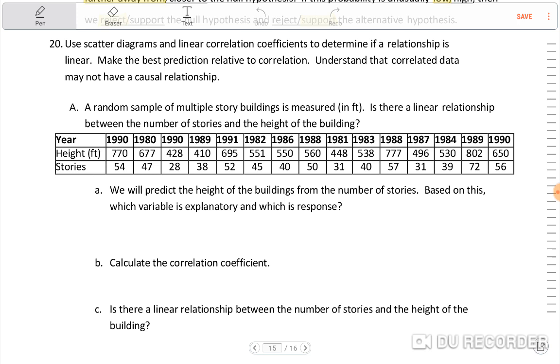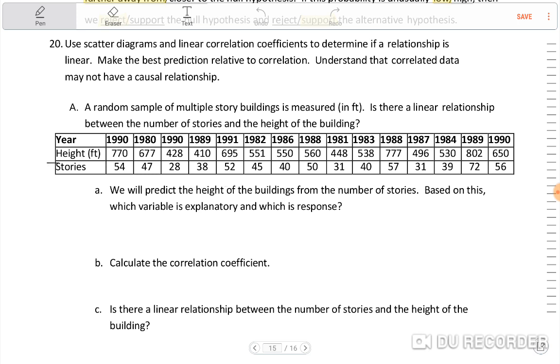below that. Now, I just want you to know that not always is it in order of X and Y. It really kind of depends on what they're saying they want to predict, right? Because you could have the number of stories predicting the height, or the height predicting the number of stories. So it could really go either way on this one. So it just really comes down to the question and what you're looking at. So part A says, we will predict the height of the buildings from the number of stories. Okay, we are predicting height from the number of stories.